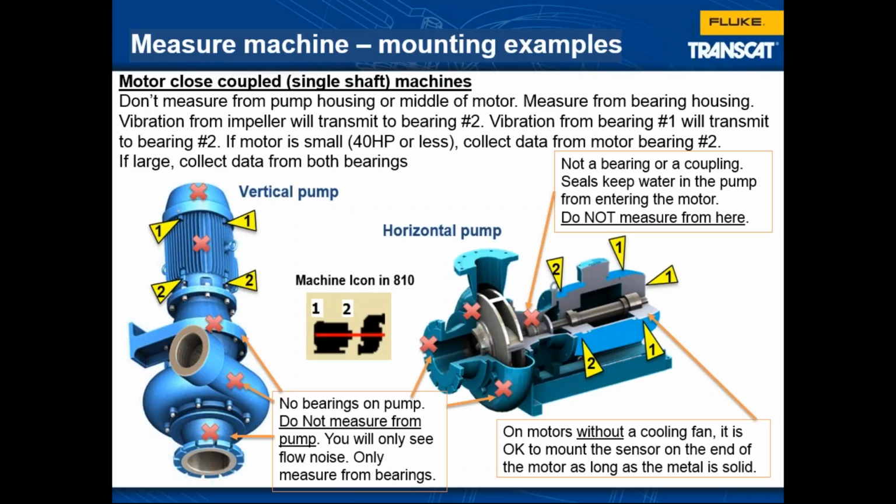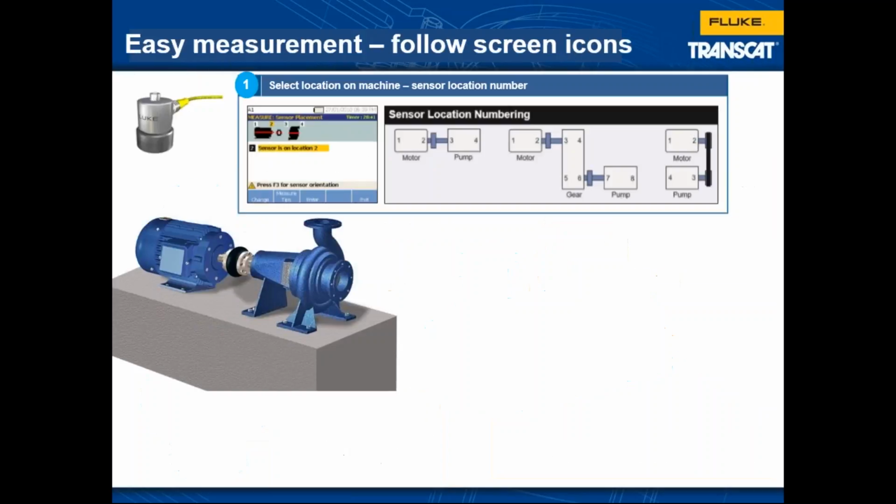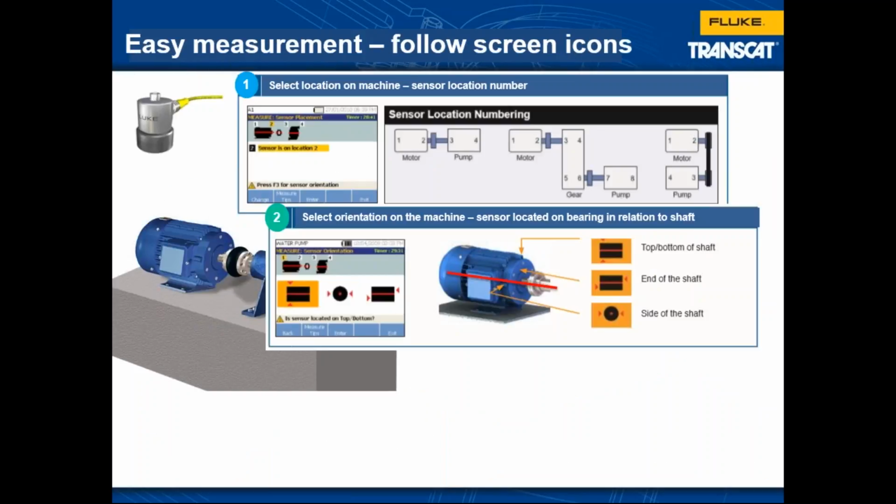After you mount the sensor, it's going to ask you, is your sensor on the top side or end of the machine, and is the cable perpendicular to the shaft? The reason we ask this is we're using a triaxial sensor that measures data in all 3 directions simultaneously. This saves us time, and it's also much easier.